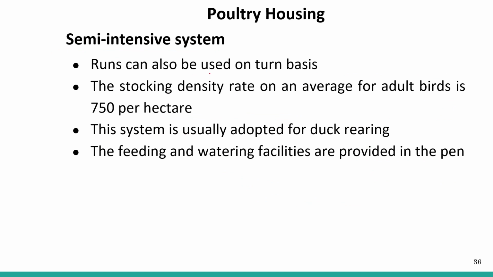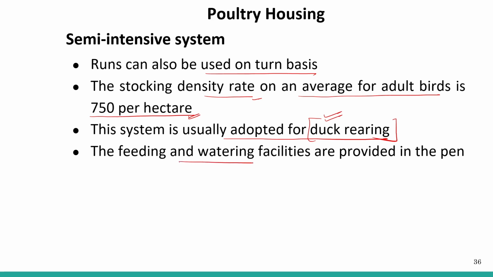Runs can also be used to turn bases. The stocking density rate on an average for the adult bird is 750 per hectare. So this is the stocking density rate, and this system is usually adopted for duck rearing. Very, very important: the semi-intensive system is more favorable for duck rearing.